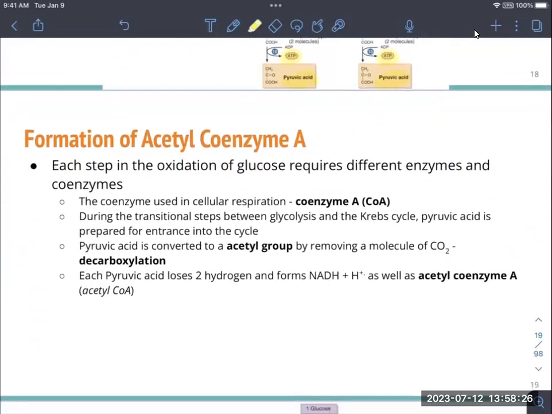Now we take those pyruvic acid. We have oxygen available in our cells for this example. Now we're going to take that pyruvic acid and make this acetyl coenzyme A. We take a coenzyme from cellular respiration. Between glycolysis and the Krebs cycle is where this pyruvic acid gets converted into this acetyl group by removing carbon dioxide. This is known as decarboxylation. So each pyruvic acid loses 2 hydrogens. This is where we form NADH plus hydrogen. And then we form 2 acetyl coenzyme A's, or acetyl-CoA. We form 2, 1 for each pyruvic acid.